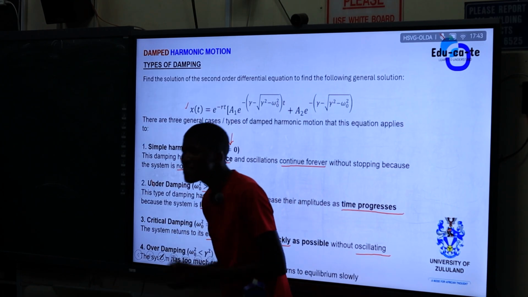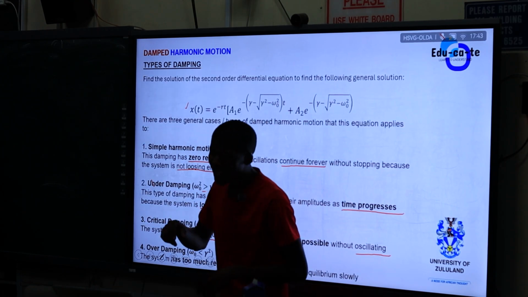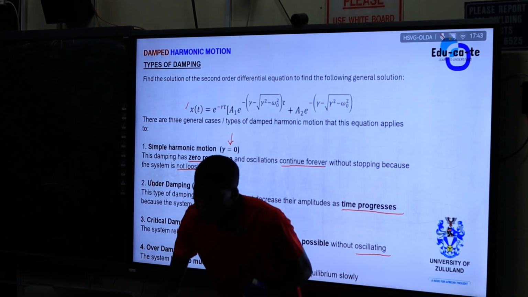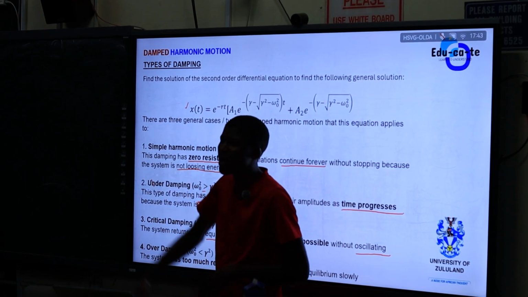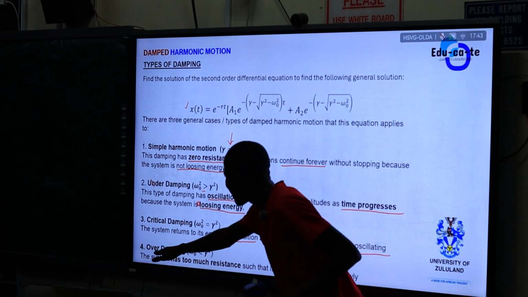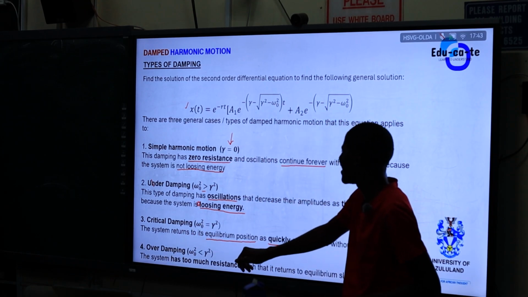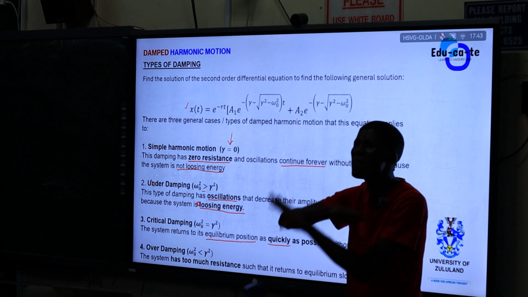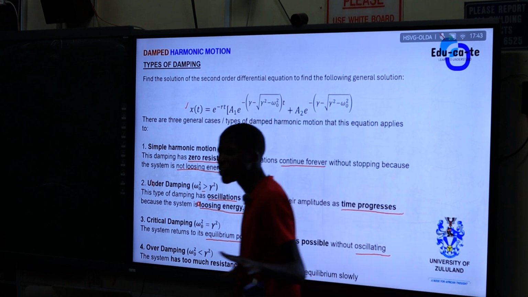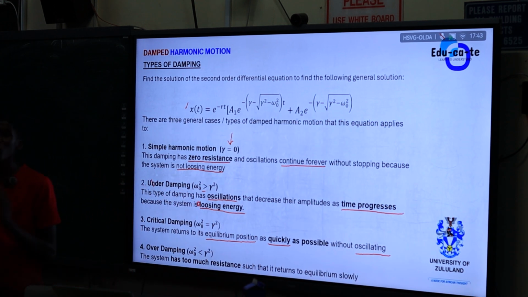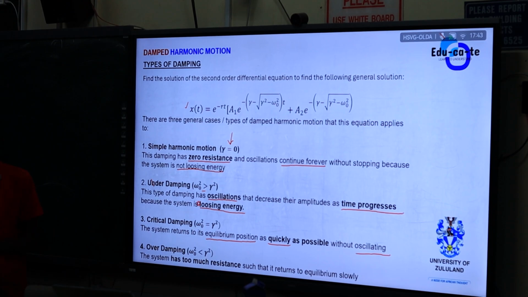Then over damping, as the name says, it happens too much. Over damping is like overdoing something. In an over damping case, the system has too much resistance. Your system has how much? Too much resistance. There is too much friction compared to the frequency that you gave it when you were stretching. So your system is experiencing a lot of resistance.